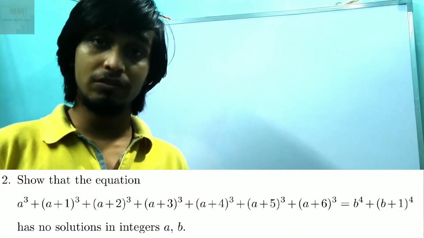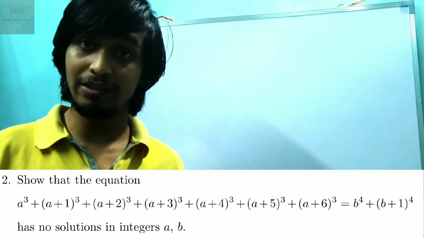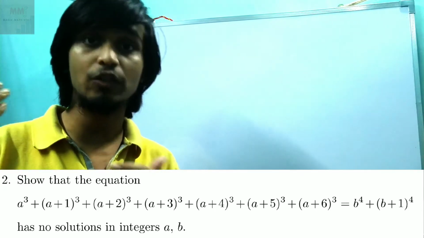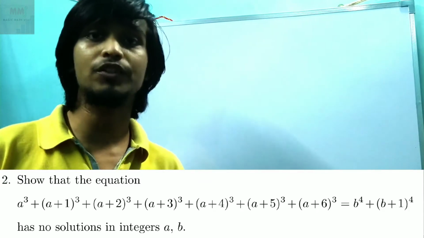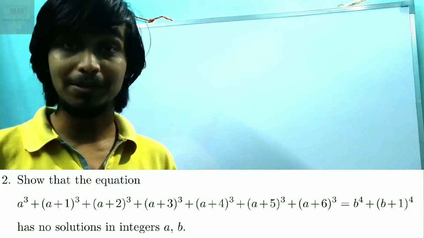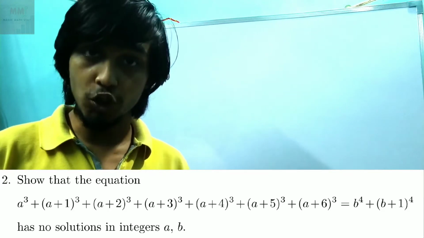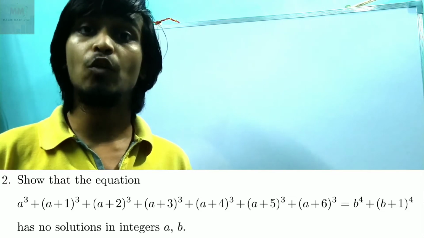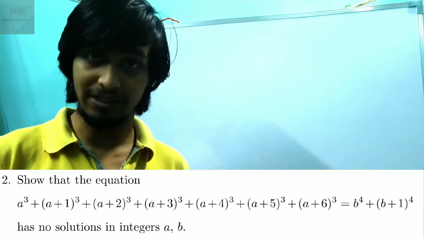Now you can see today's problem right on the screen. There is an equation: a cubed plus (a plus 1) cubed plus (a plus 2) cubed, up to (a plus 6) cubed, and that sum equals b to the power 4 plus (b plus 1) to the power 4. Now you have to show that there are no integer solutions for a and b from this equation.